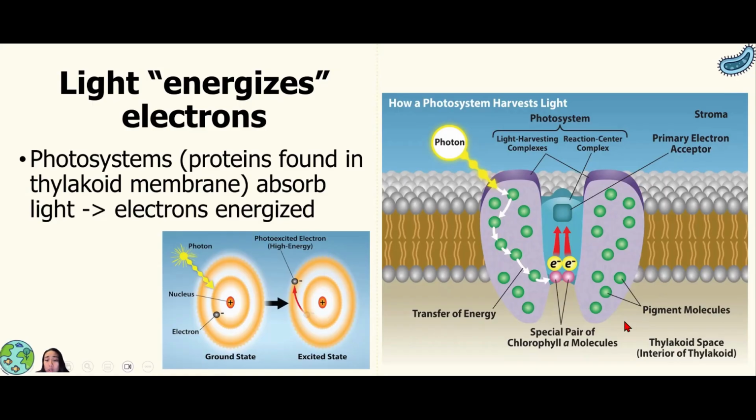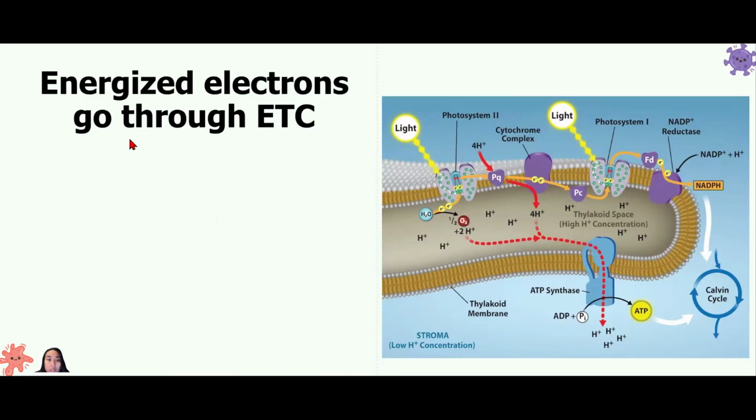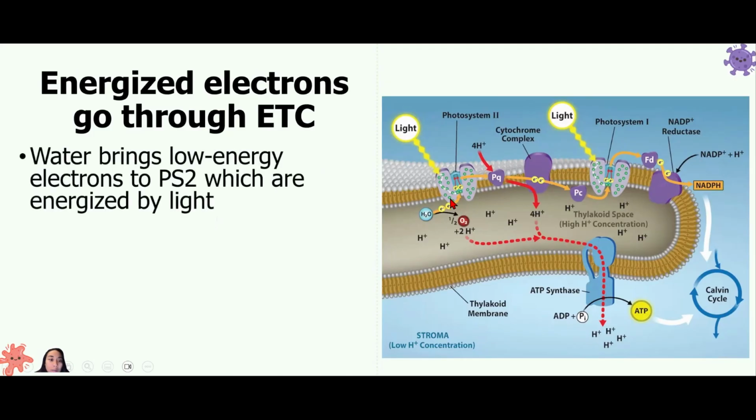Okay, so these electrons are now energized, and guess what? They're going to go through a process which is very similar to the electron transport chain in cell respiration. We call it the electron transport chain for photosynthesis. So these energized electrons go through the electron transport chain, and we're going to see how this all happens.